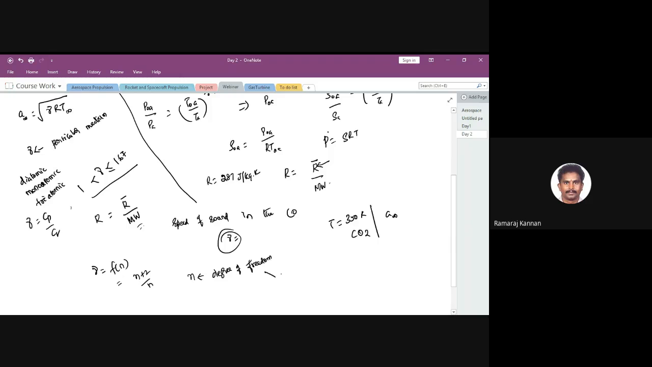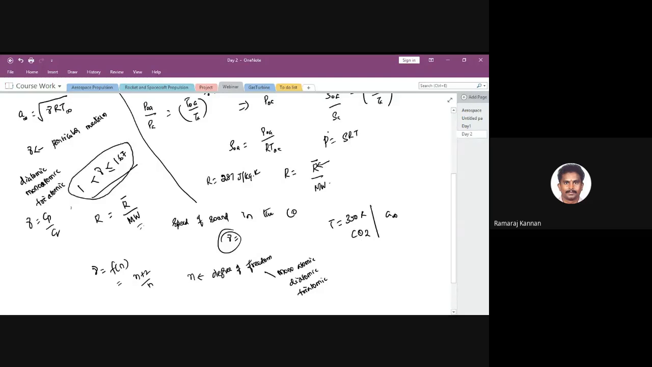whether the gas is monoatomic, diatomic, or triatomic. So accordingly, what will happen if you substitute the n value? That's going to result in gamma equal to 1.4 and 1.67.